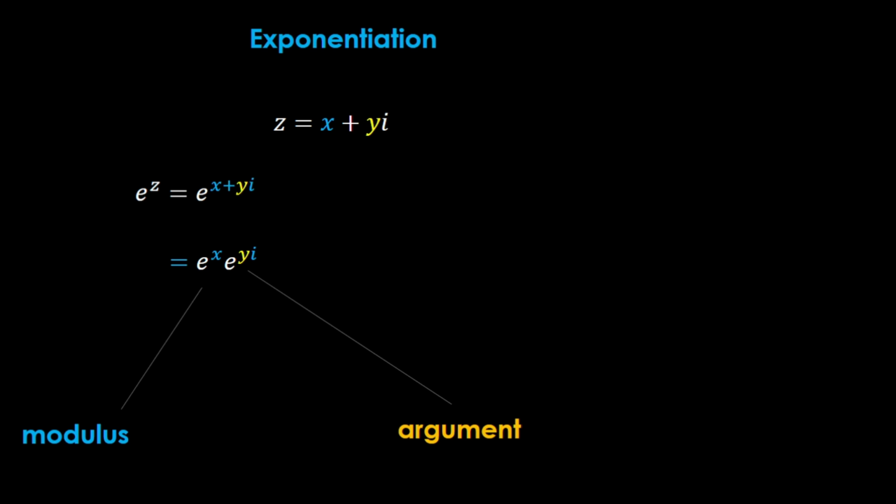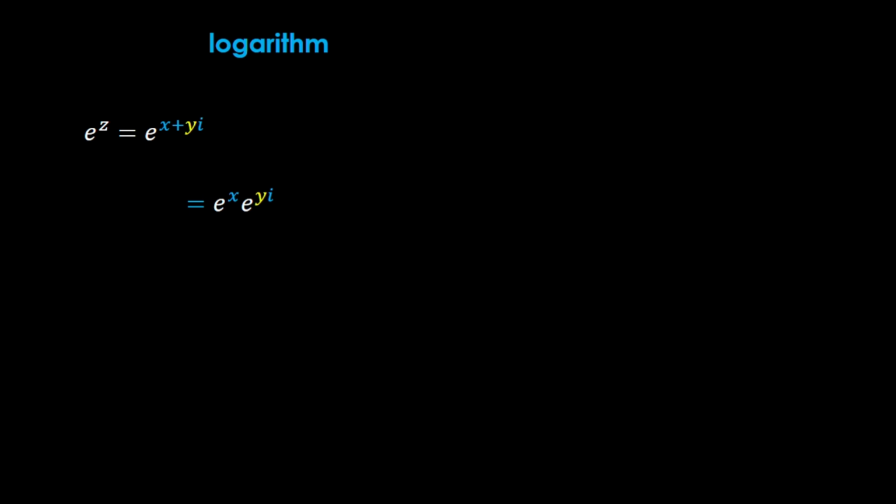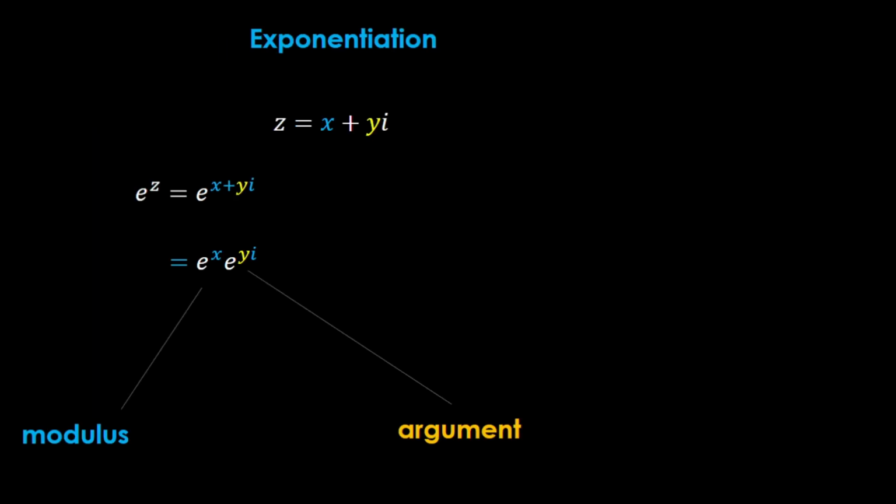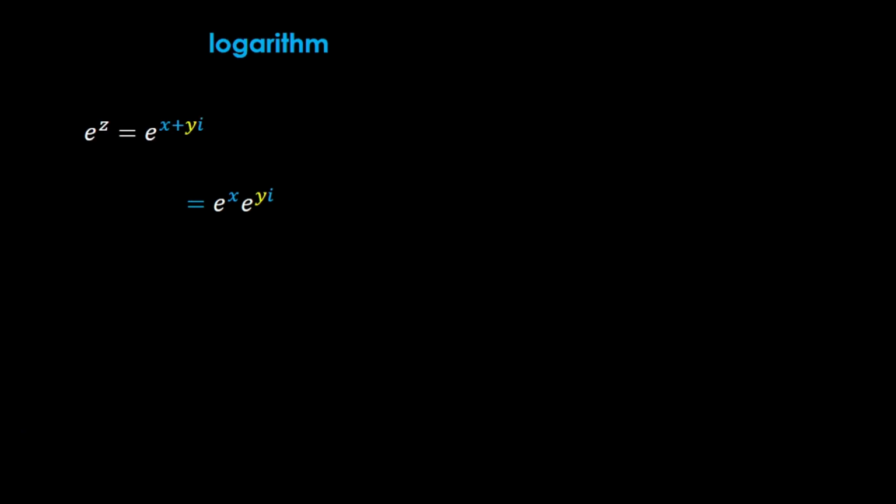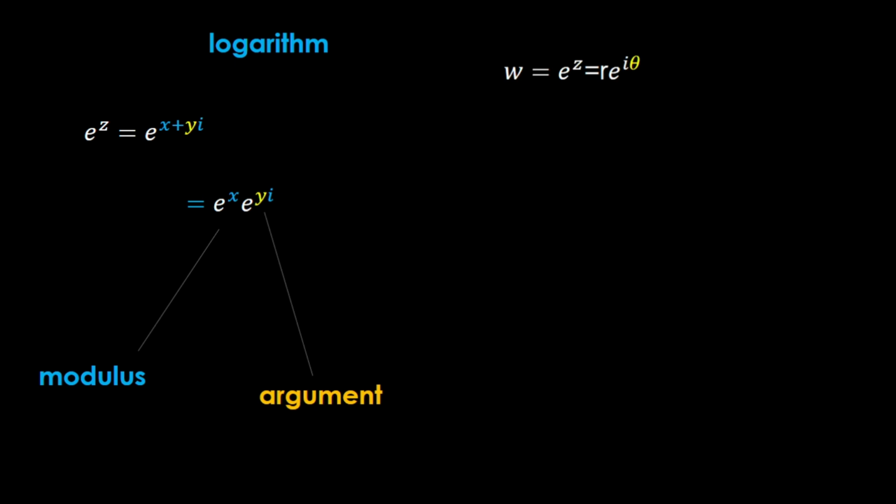And this as the modulus and this one as the argument. Let's take a break here and move on to logarithm before coming back. Therefore, e to the z is equal to this. We have a modulus and the argument. In the logarithm, w is equal to e to the z, that will be r e to the i theta. Therefore, our r is equal to e to the x.